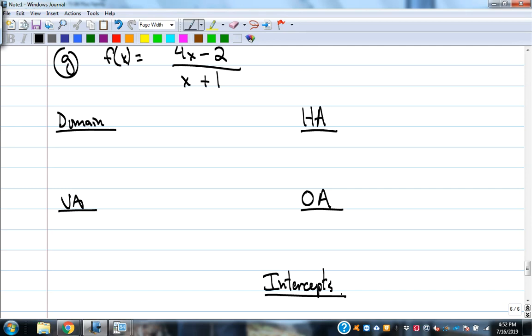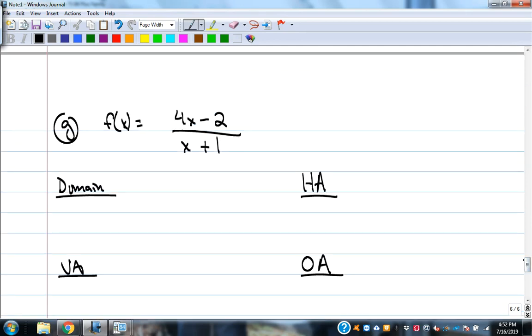All right. So domain. First thing we're going to do is set the denominator equal to 0. This one's easy because there's no factoring that has to happen, because that's not x squared, it's not x cubed, it's just plain old x. So I just subtract 1. X can't be negative 1. So that's our domain: all x's as long as x doesn't equal negative 1.